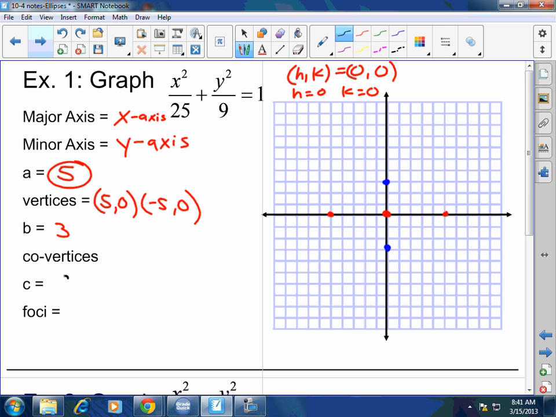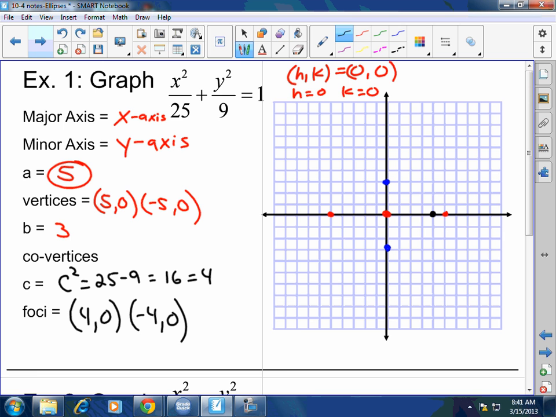C. What does C equal? Well, we know that C squared equals A squared minus B squared. So that equals 16. Square root of 16 is 4. So my foci are on the major axis. So it's going to be H, comma 0, and negative 4, comma 0.